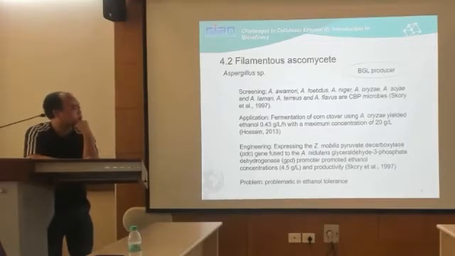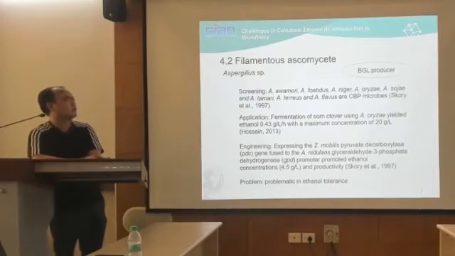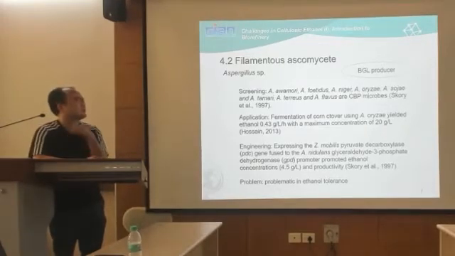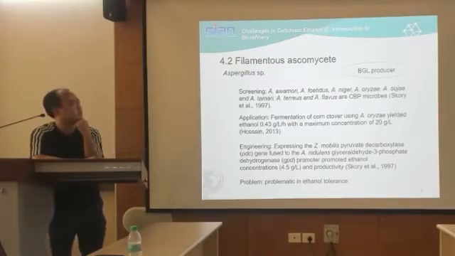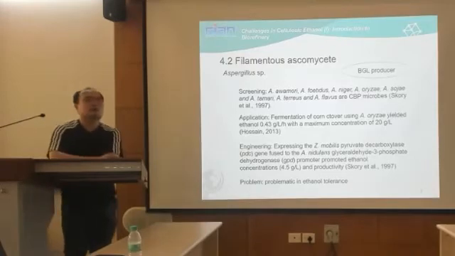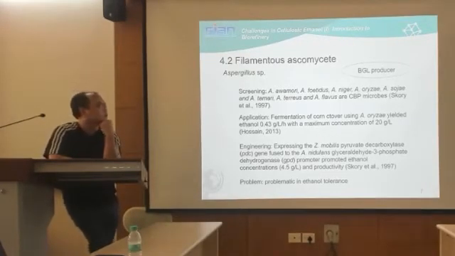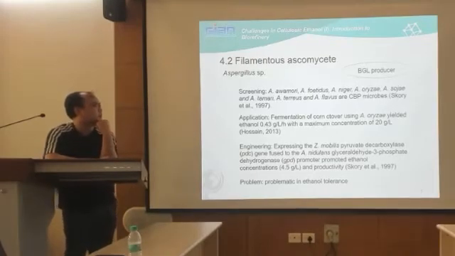The author characterized Aspergillus species for the fermentation of cellulose to ethanol. We found that all of these species can be used as CBP microbes. The fermentation of corn straw, including the corn stalk and the corn cob, can be fermented by Aspergillus oryzae.